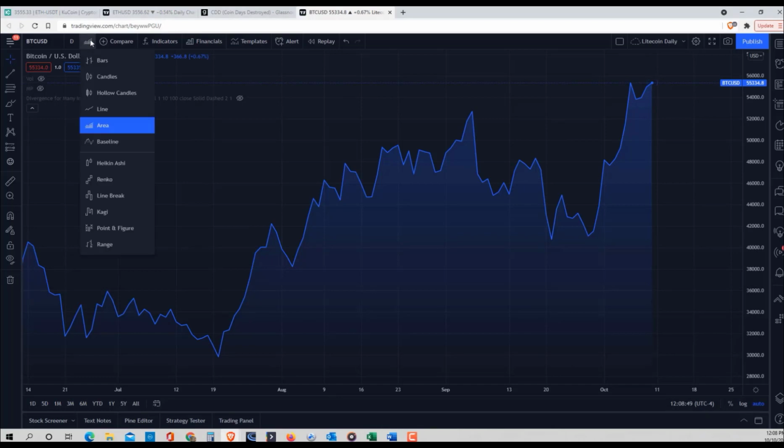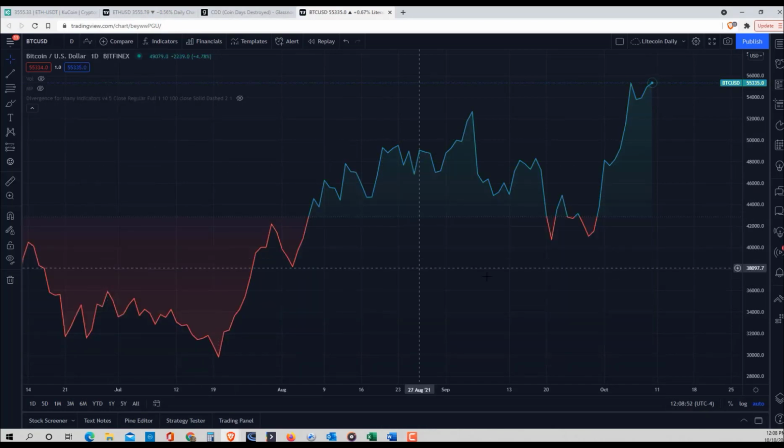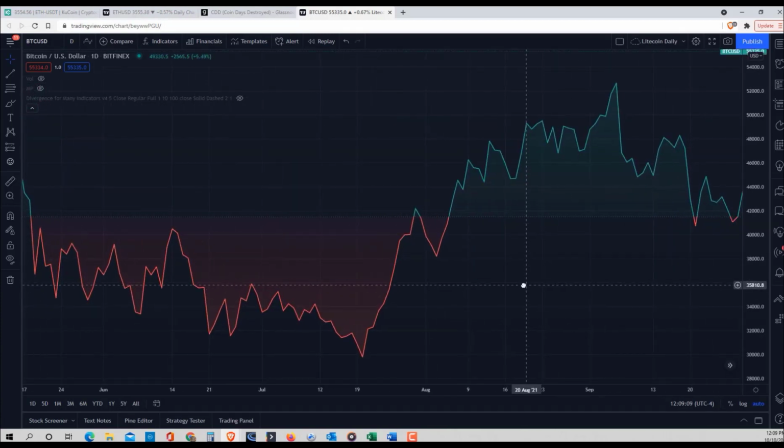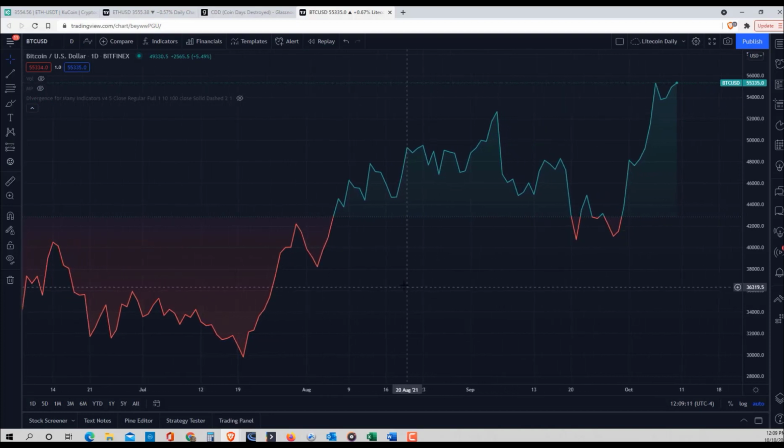So the next type of chart we're going to handle, and that will be the last one for this video, is the baseline chart. What's good about this is that it creates a baseline for the prices, and anything above the baseline is bullish, meaning it's going up, and anything below the baseline means it is bearish and going down.